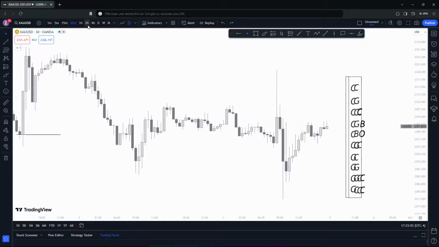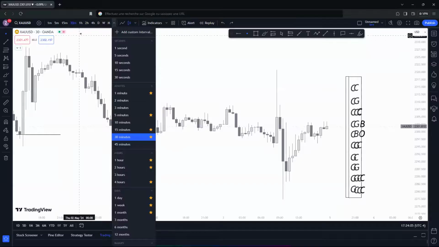He uses H4 H2, H2 H1, H1 M30, M30 M15. If you guys want to try that out, it definitely works because price action is fractal. Even if you use the 3 hour, it will work, okay? So if you want to add 2 hours to have more setups, you can definitely do that, but I personally don't.